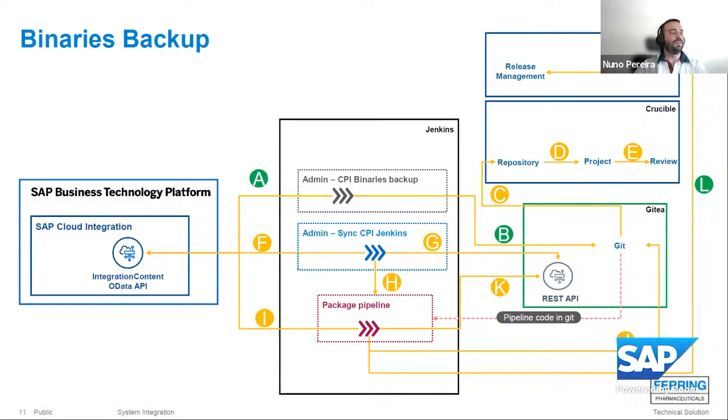And we were trying to POC some of them. At the exact same time, we had one of our instances deleted by mistake, and all the artifacts there were gone. So the first pipeline we decided to implement was this CPI binaries backup, where the idea was to store on Git every artifact available, so packages, iFlows, and everything that we could back up via the available APIs. And that's where we started.